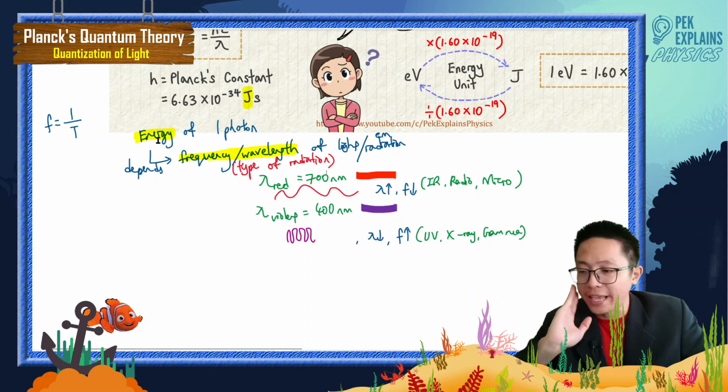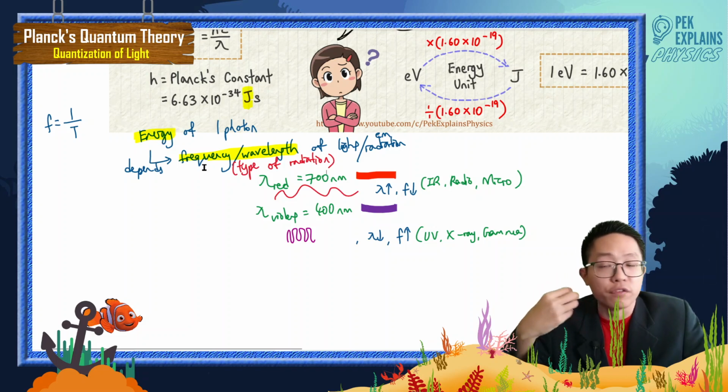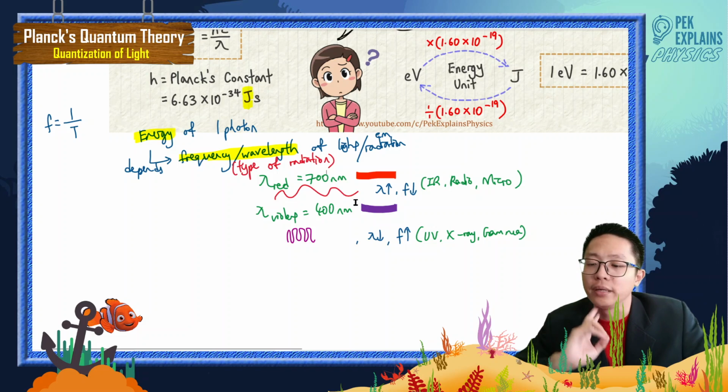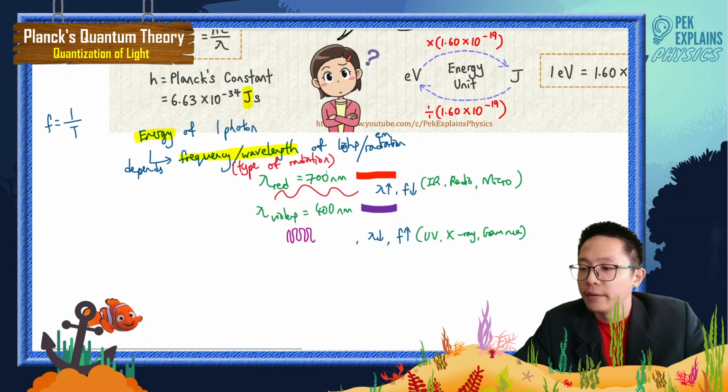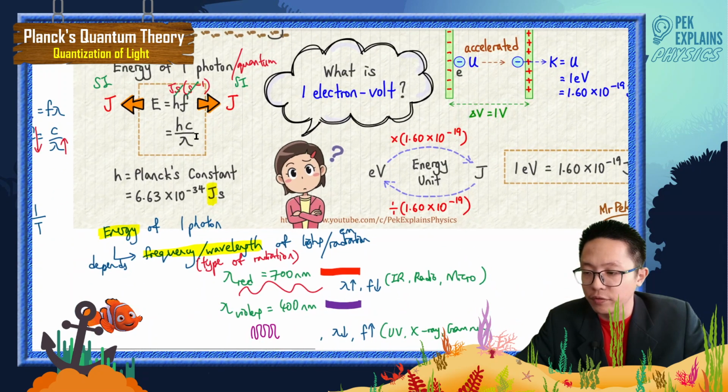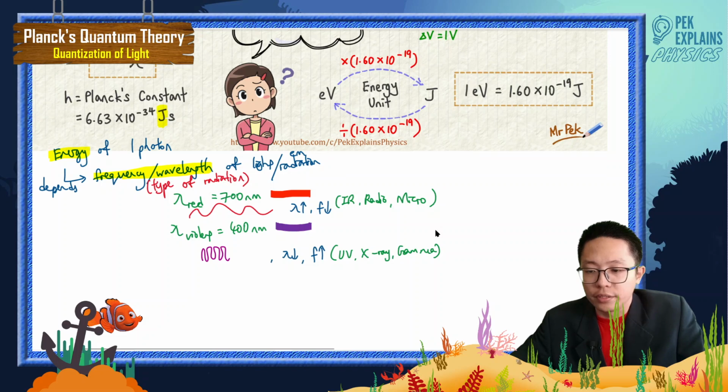So the energy of one photon depends on the type of radiation. When we say energy depends on frequency or wavelength, it means that energy depends on the type of radiation. For example, let's use Planck's formula. What is the formula? E equal to hf, isn't it? Planck's quantum theory formula, E equal to hf.